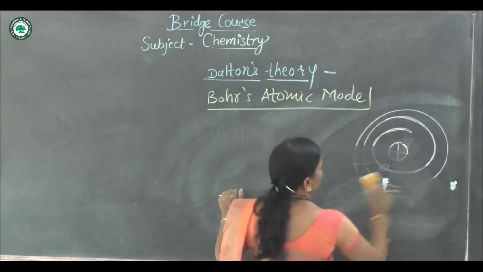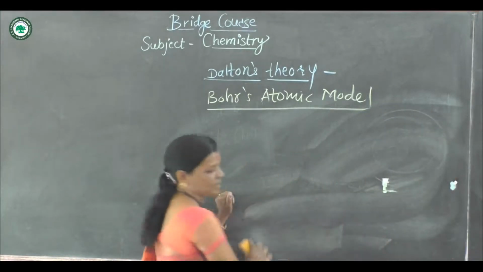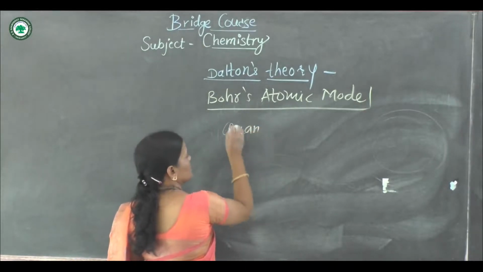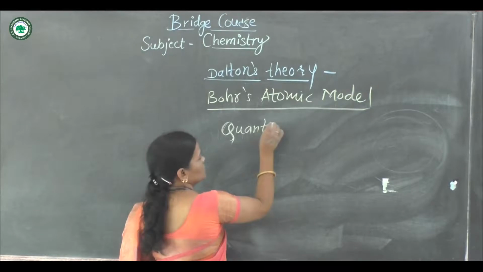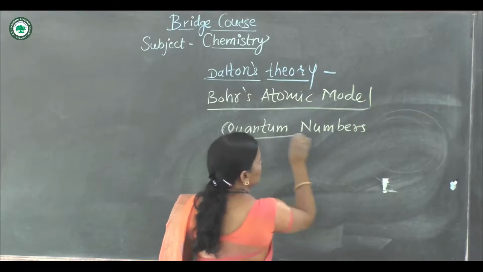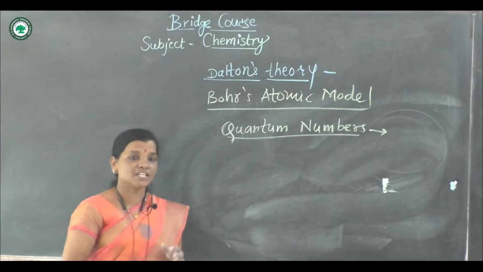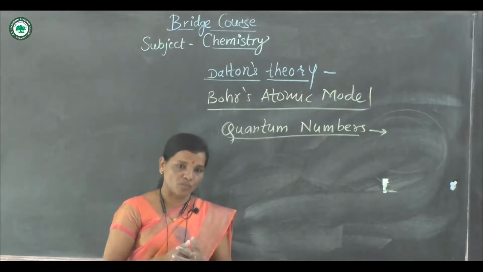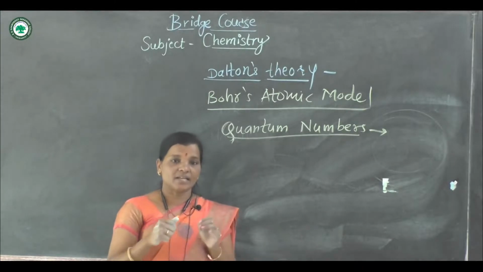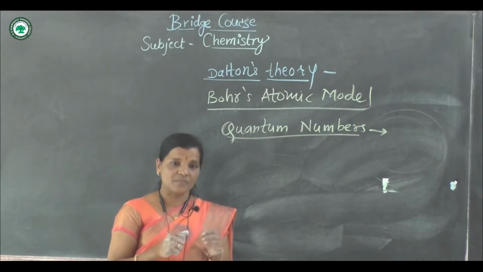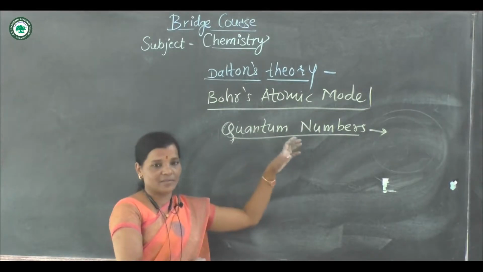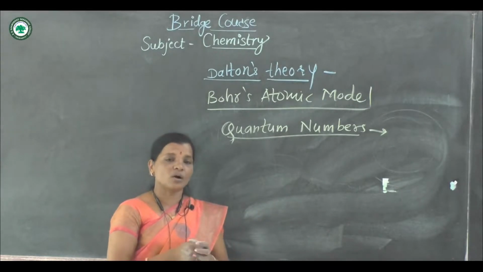Now we will consider what the quantum numbers are. Because Bohr used quantum theory, we will consider what quantum numbers are. These are the numbers which give an idea about the electronic configuration, the shapes of the orbitals, and in which subshell the electron should be present, in which subshell an electron should acquire its position. That idea is given by these numbers, which are together called quantum numbers.